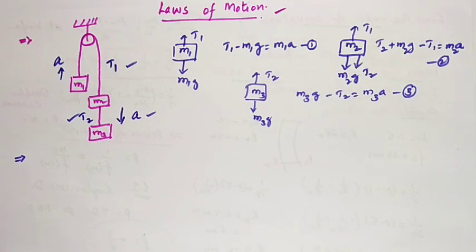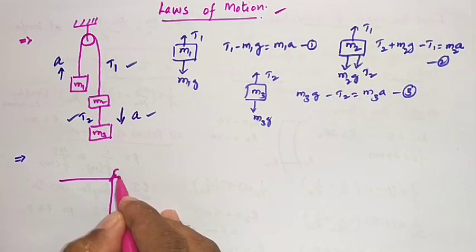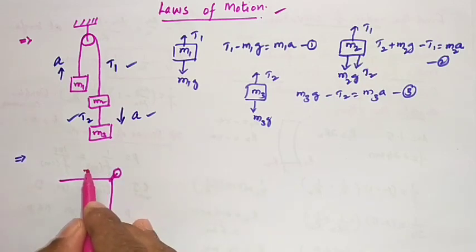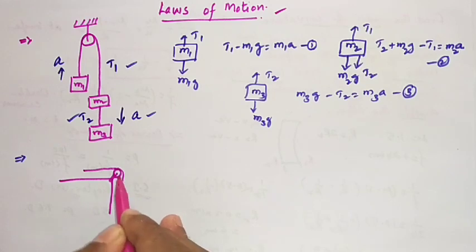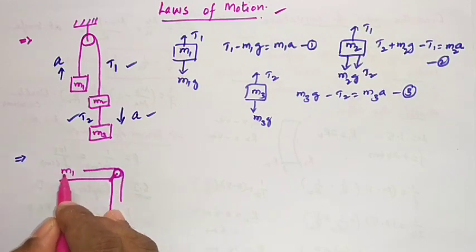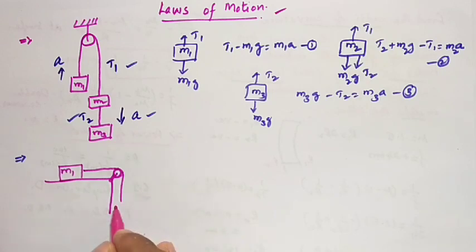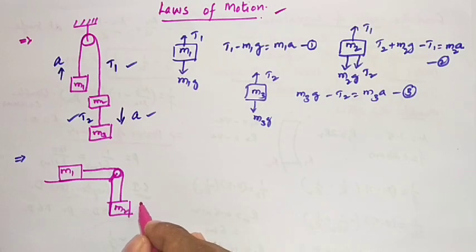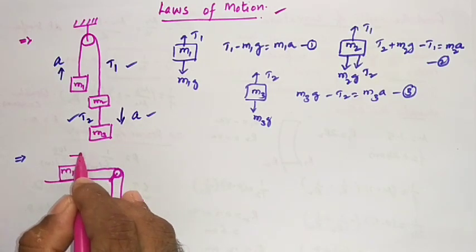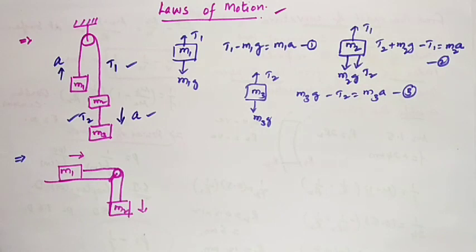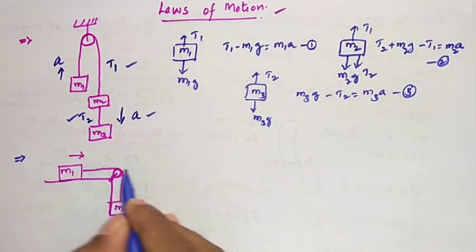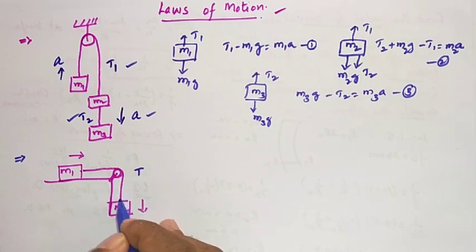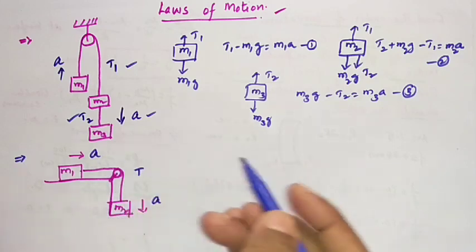In this situation, this is a table. On the table, a pulley is fixed here. A rope or a string is passed over the pulley, and here an object m1 is connected, and here another object m2 is connected. Now m2 is moving down and m1 is moving in this direction. Suppose the tension in the string, let us take as T, because the string is same. Acceleration of m2 is a and acceleration of m1 also will be a.